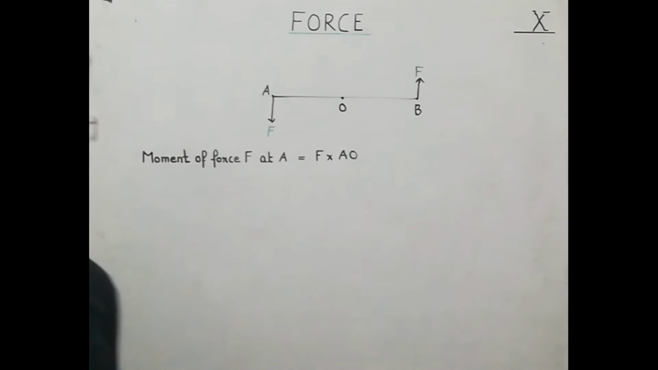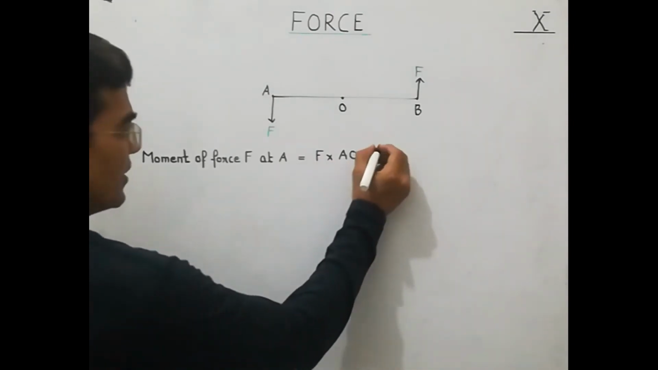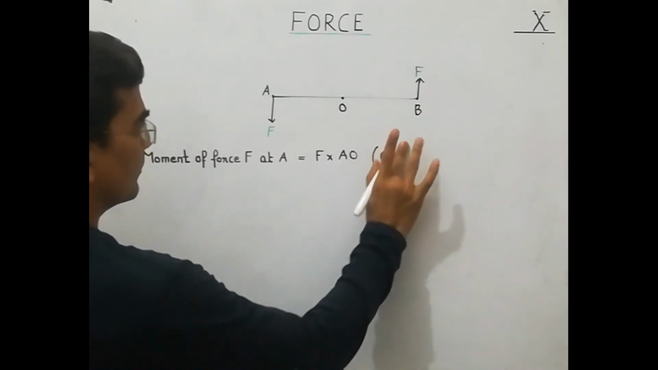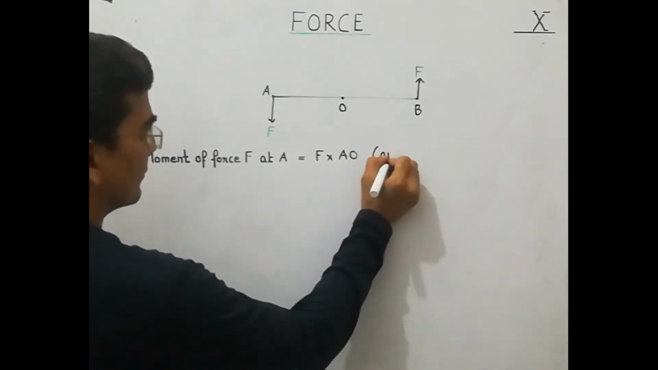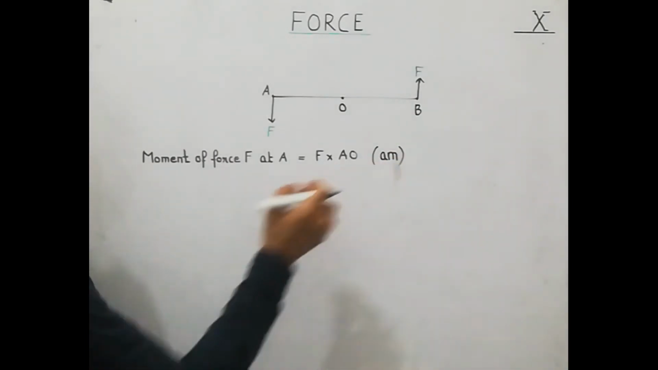Now writing just the combination of force and distance does not give the complete answer. If you see, the force F is rotating the body about O, and in which direction is it rotating it? Anti-clockwise. So we can say this will be an anti-clockwise movement. I'm writing in short, anti-clockwise movement.